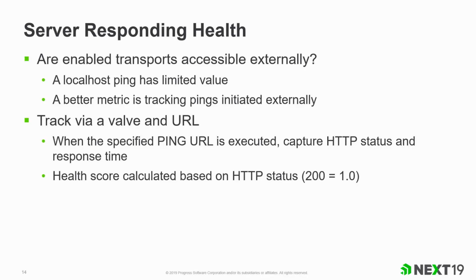Now, it doesn't make sense to run this on the local machine. It really makes sense to run this outside your load balancer because that's what you're really testing. You want to see that that server is accessible through the app server or through your load balancer to the VM properly. So that's why it would be good if you were going to look at this to set up something outside to do the pings. Track via valve and URL.